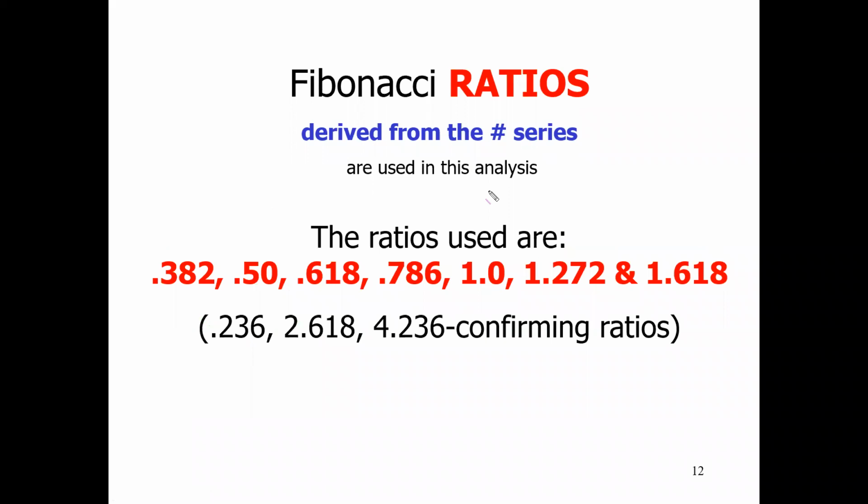Okay, so here, the ratios I use pretty much every single day: 382, 50%, 618, 786, 100%, 1.272, and 1.618. Occasionally, if it's a very, very strong move, I might use a 236 retracement. I do use 2618 as my target number 3 for any trend trade setups. Every once in a while, I'll use 4.236 if there's just some crazy move and you're just looking for a place where it could terminate. Sometimes you'll find that it will terminate around that extension.